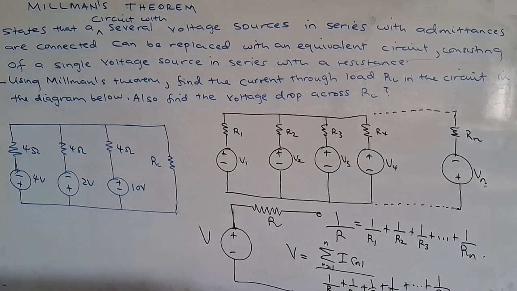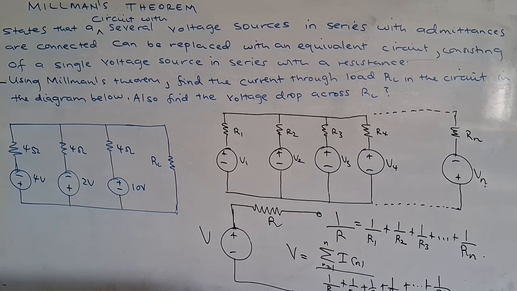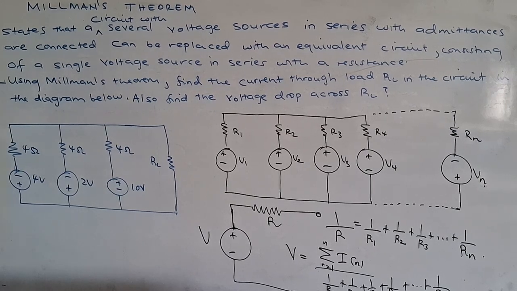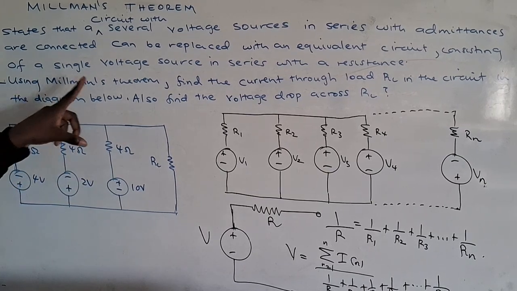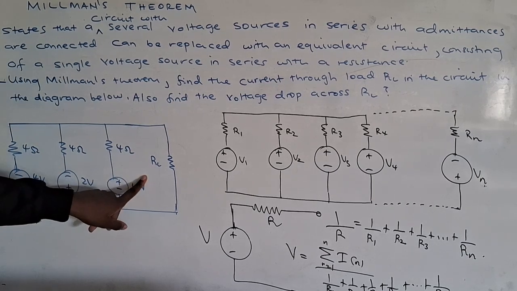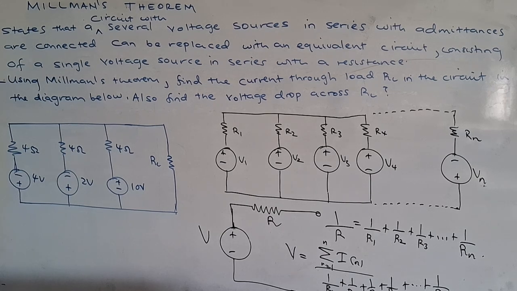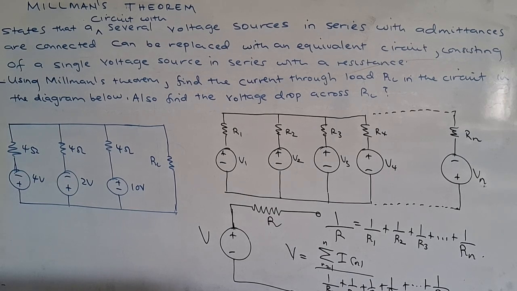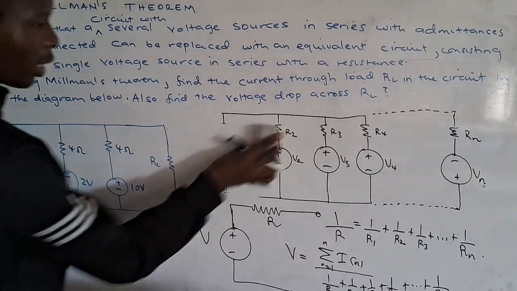So to calculate the value of V, it is the summation of the branch currents divided by the summation of the reciprocals of the resistances. Now we want to solve this problem. Using Millman's theorem, find the current through the load resistance RL in the circuit in the diagram below. Also find the voltage drop across RL. You are supposed to find the voltage drop across RL.